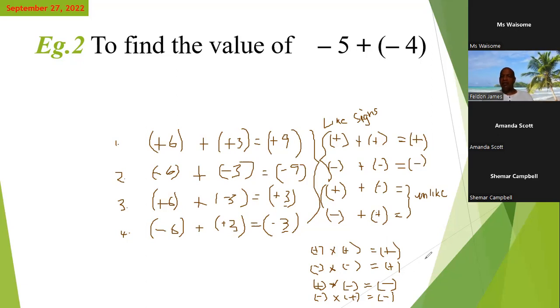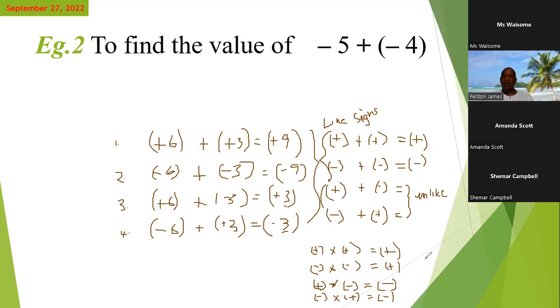If you're multiplying two positives, you will get what? Positive. If you multiply two negatives, you will get a positive. And if you're multiplying a positive and a negative, you're always going to get negative. So in this case, if you're multiplying two like signs, your answer is going to be positive. If you're multiplying two unlike signs, your answer is going to be negative.